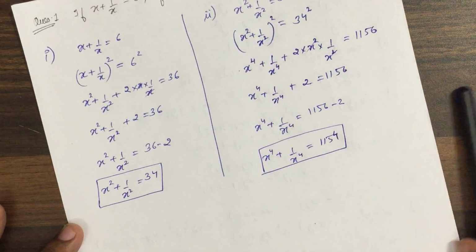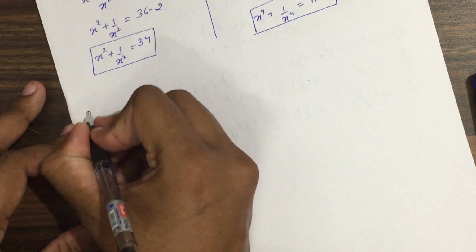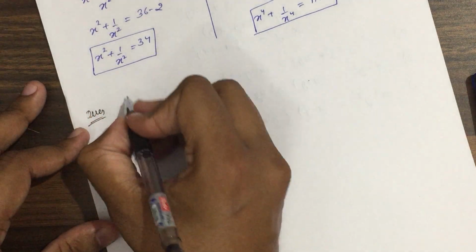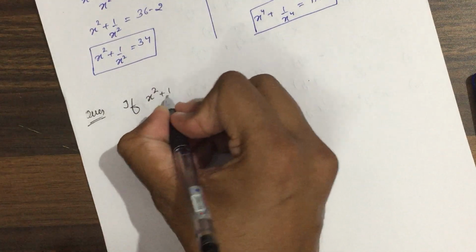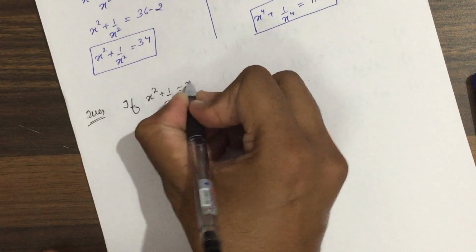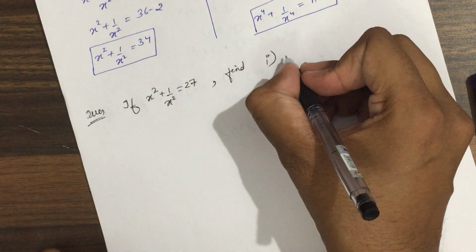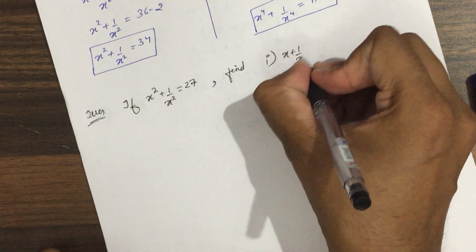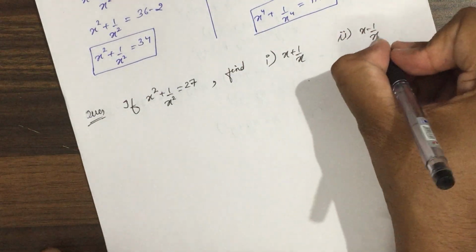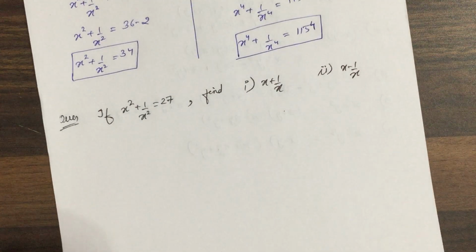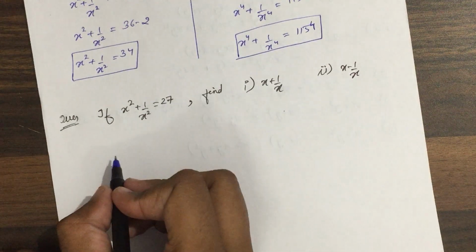Now come to next question. Next question is, if x square plus 1 upon x square equal to 27, find. First you have to find x plus 1 upon x, and then you have to find x minus 1 upon x. Okay, so we will find them one by one. First we will find x plus 1 upon x.